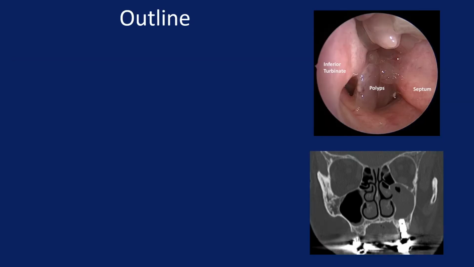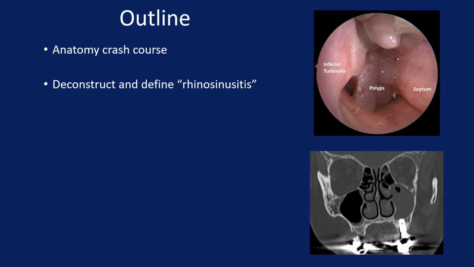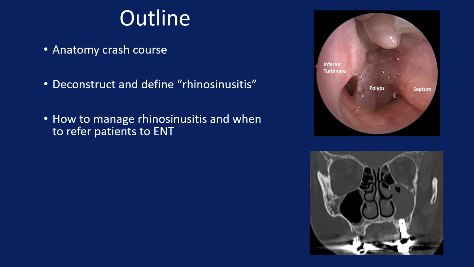Here's our general outline for today. We're going to start off with a very brief anatomy crash course, just get you oriented to the sinuses. We will deconstruct what we think of as rhinosinusitis and then define it based on criteria. We'll talk about how to manage these patients and when you should refer them to ENT, or maybe there's someone else that you should be referring these patients to.